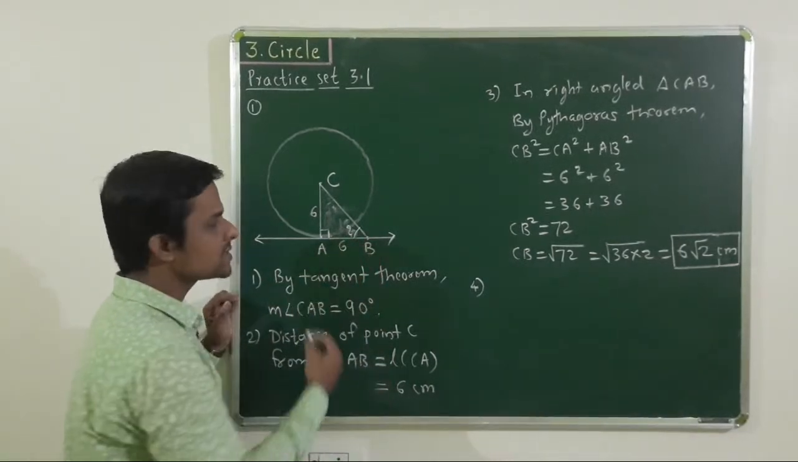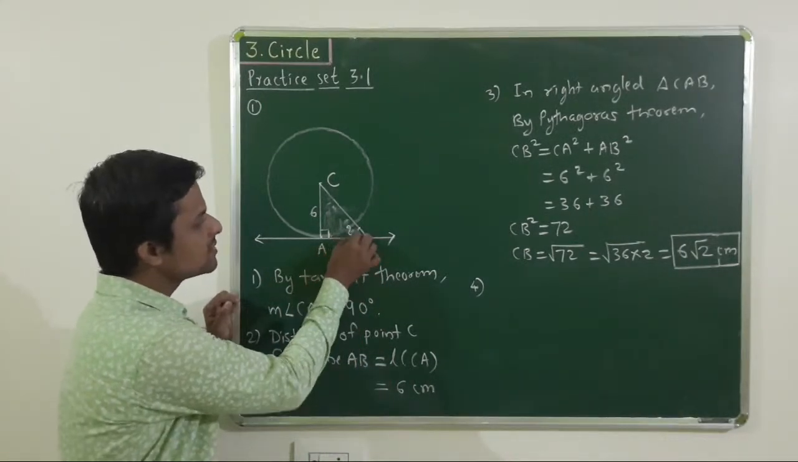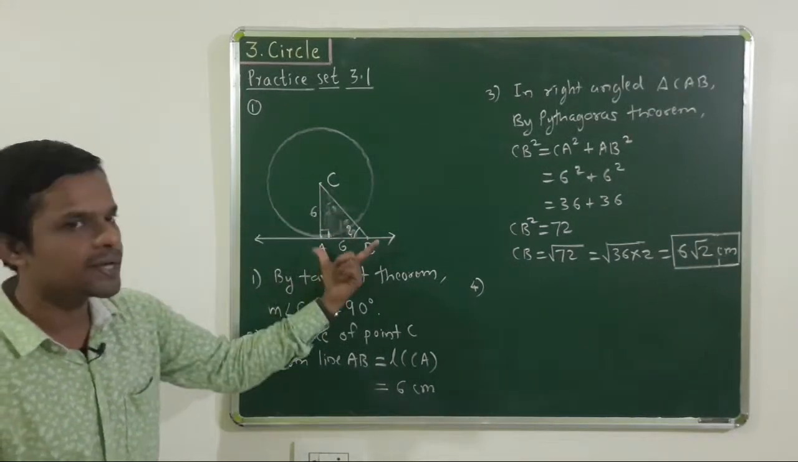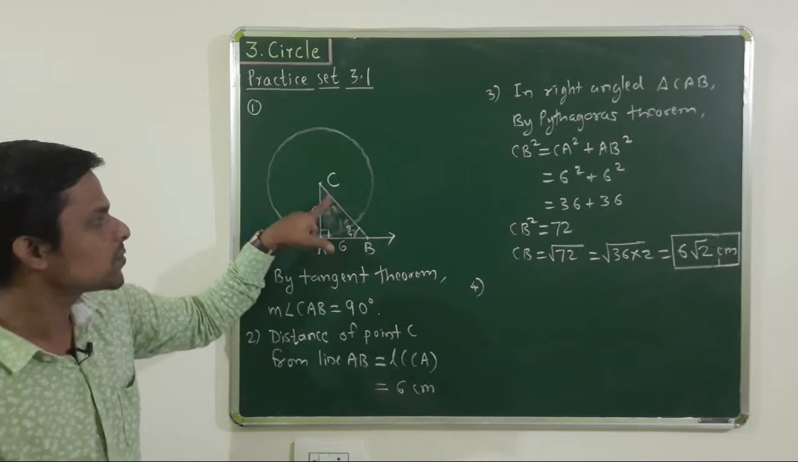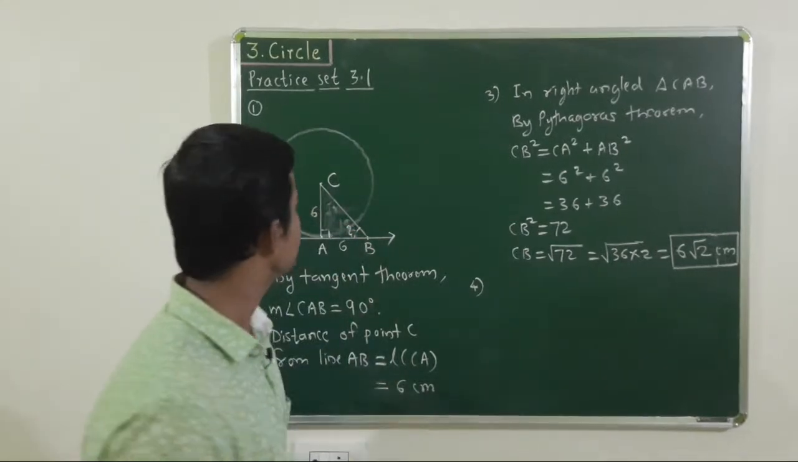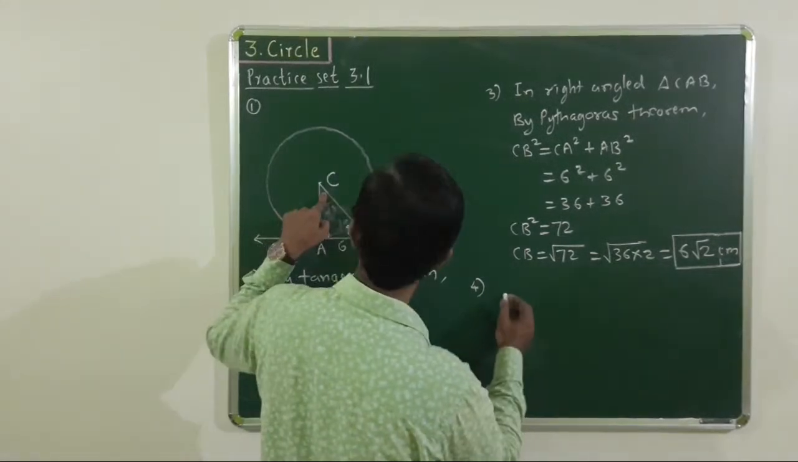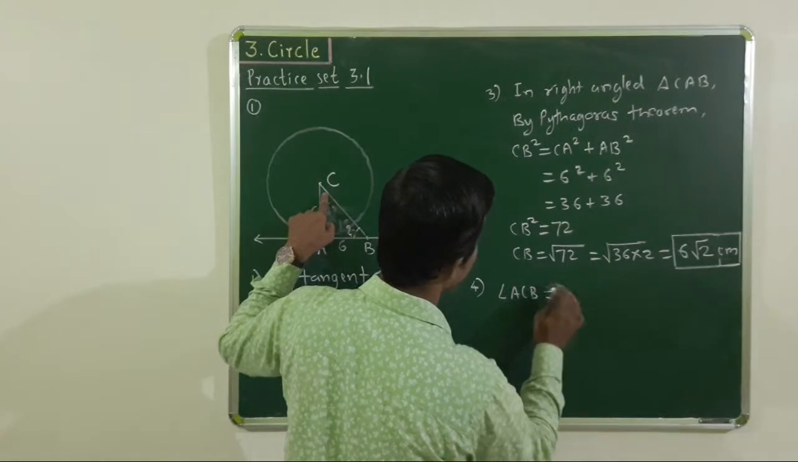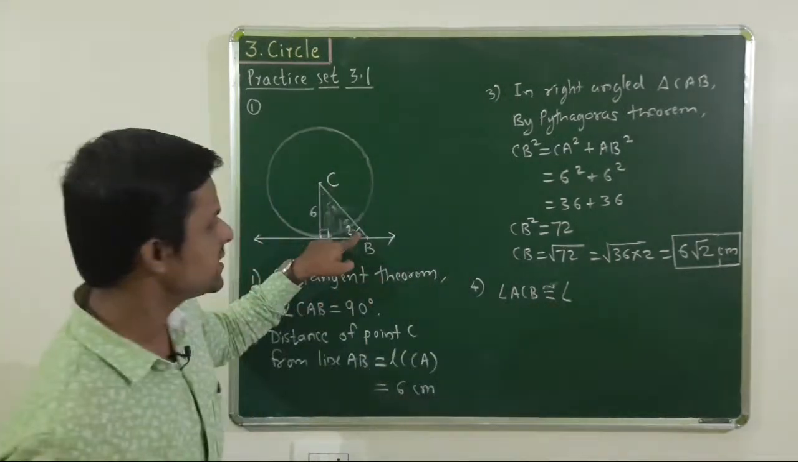Now, since it is an isosceles triangle, the angles opposite to congruent sides are congruent. Since AC and AB are congruent, angles opposite to congruent sides are congruent. Therefore, these two angles are congruent. Means angle ACB is congruent to angle ABC.